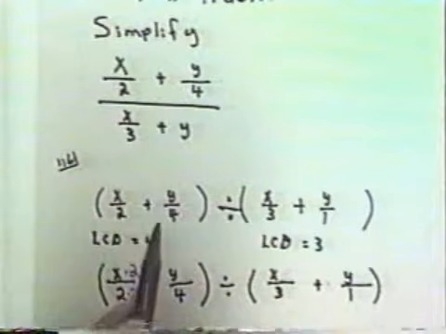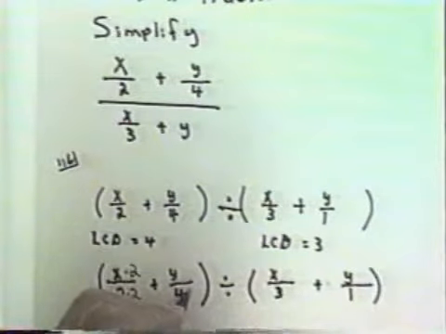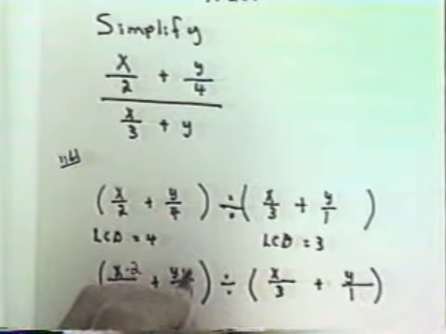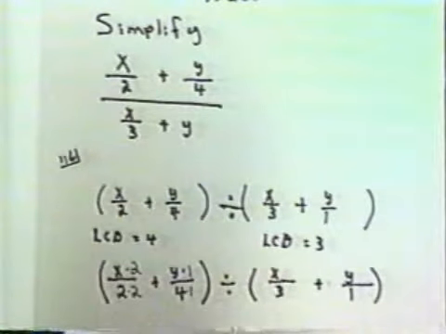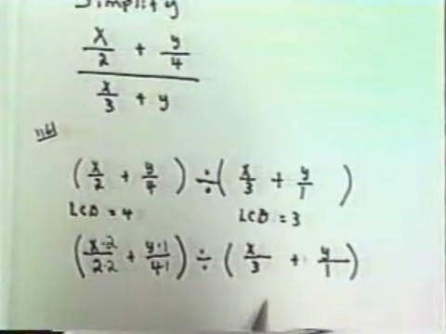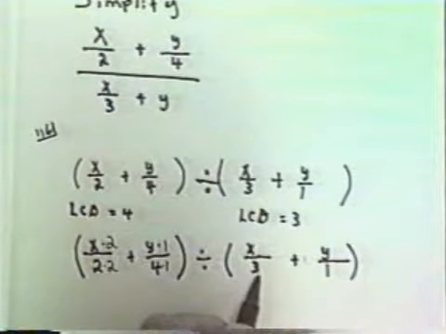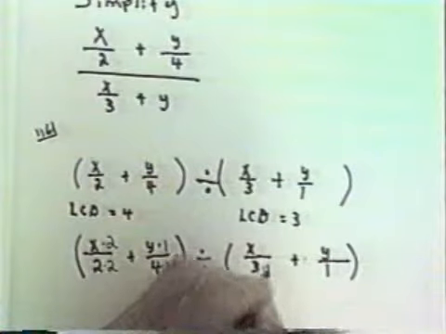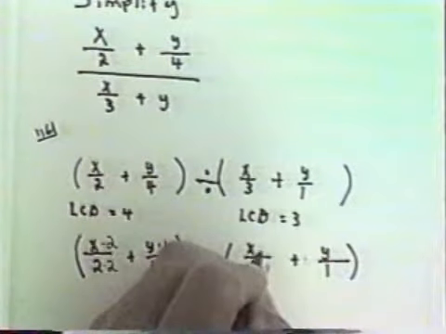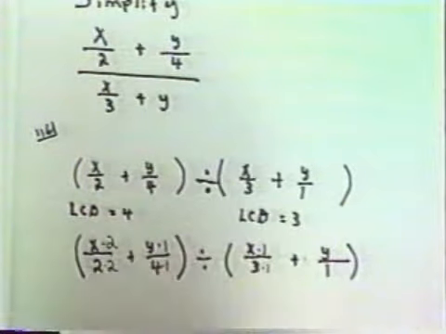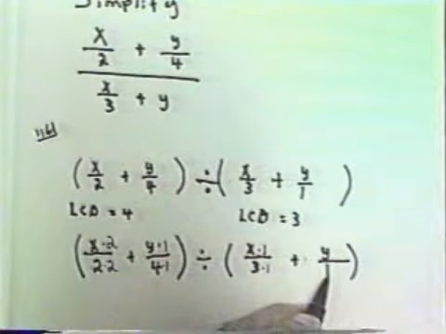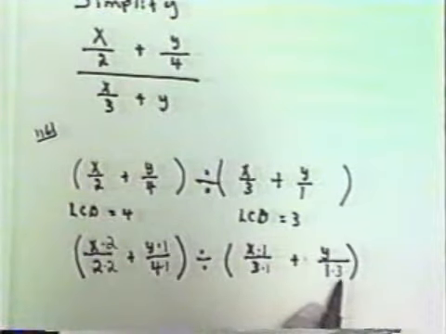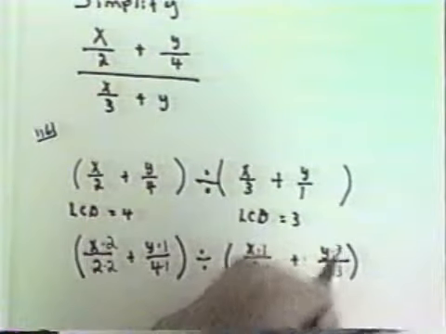What do I multiply 4 by to get 4? Well, the answer is 1. So if I multiply the denominator by 1, I multiply the numerator by 1. Now over here in adding these, what do I multiply 3 by to get my least common denominator 3? Well, I multiply it by 1. If I multiply the denominator by 1, I multiply the numerator by 1. What do I multiply 1 by to get 3? Well, the answer is 3. If I multiply the denominator by 3, multiply the numerator by 3.